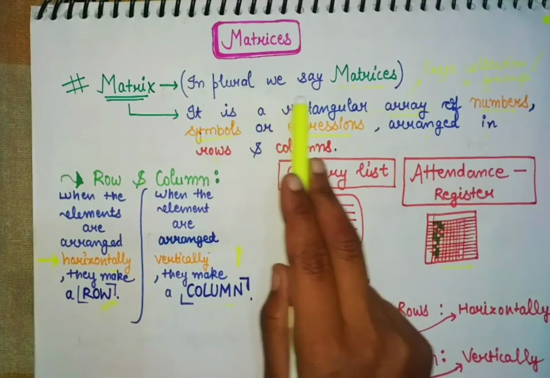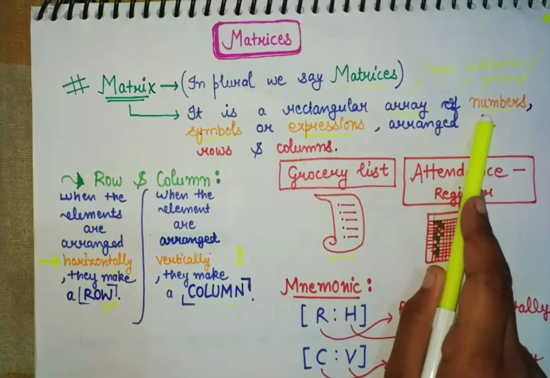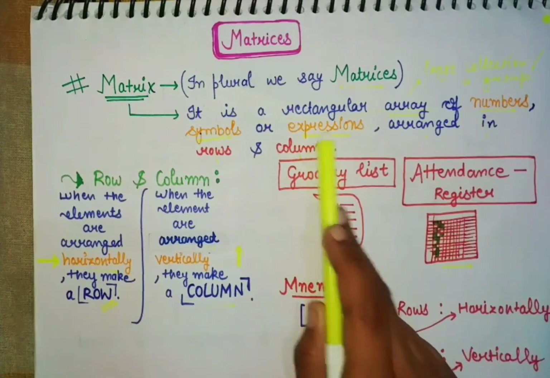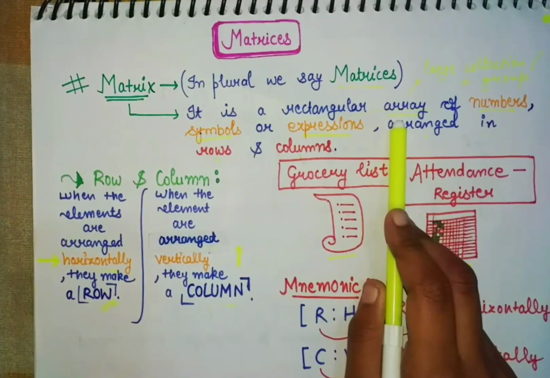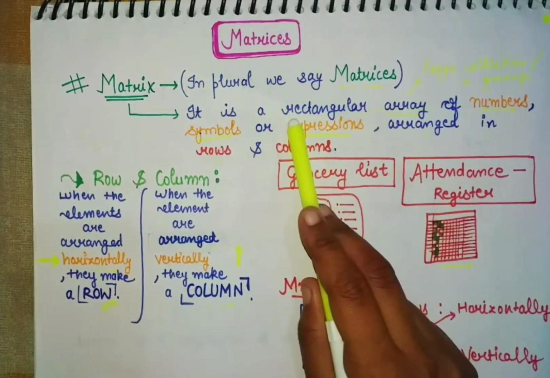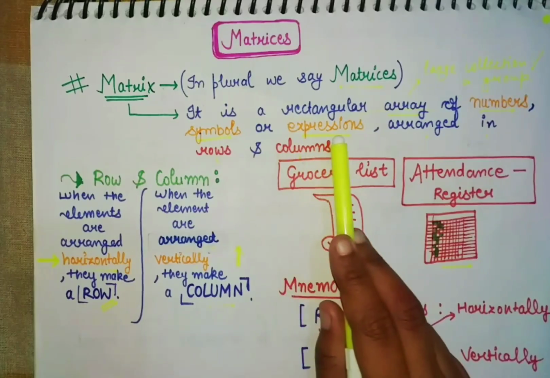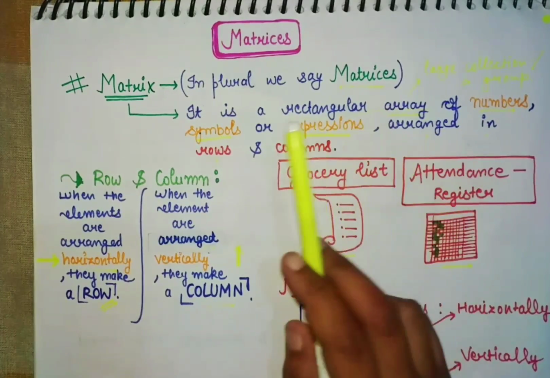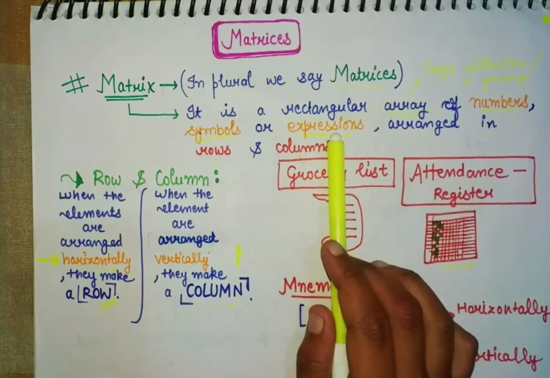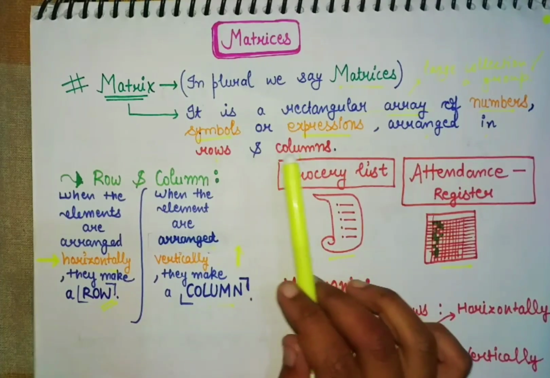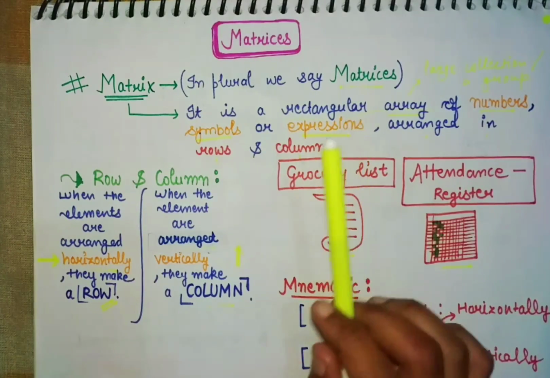In plural, we say matrices. It is a rectangular array of numbers, symbols, or expressions arranged in rows and columns. Array means a large collection or a group. Therefore, rectangular array means a rectangular collection of numbers, symbols, or expressions. This definition can also be described as: when the numbers, symbols, or expressions are arranged in rows and columns so as to make a rectangular collection, they make a matrix.